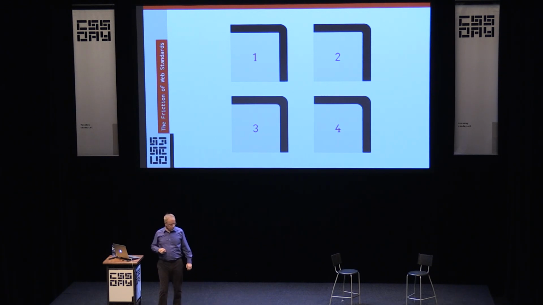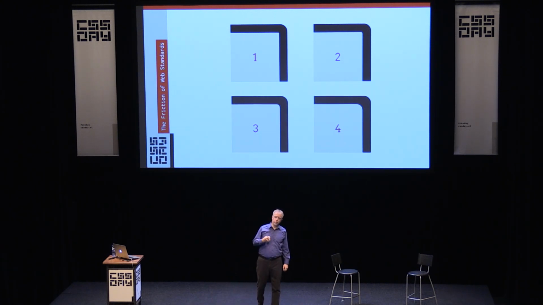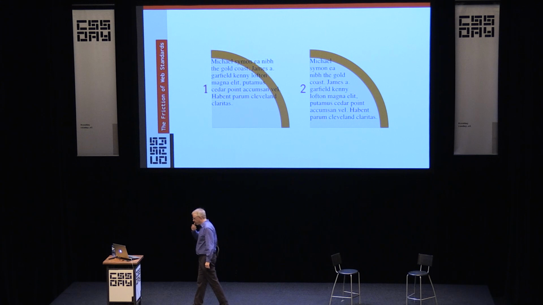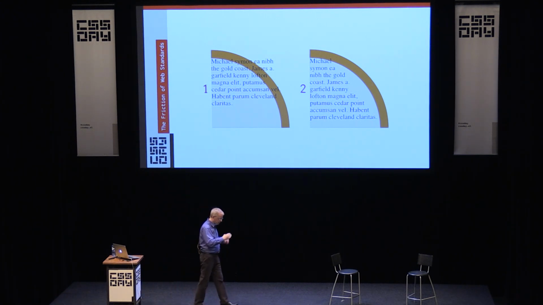And if you were to look at these, just from what I've shown you, do you know which of these is correct according to the specification? And then the more interesting question, do you know which one you want to be correct? So it turns out number 1 is what should happen because of the scope of the rounding.